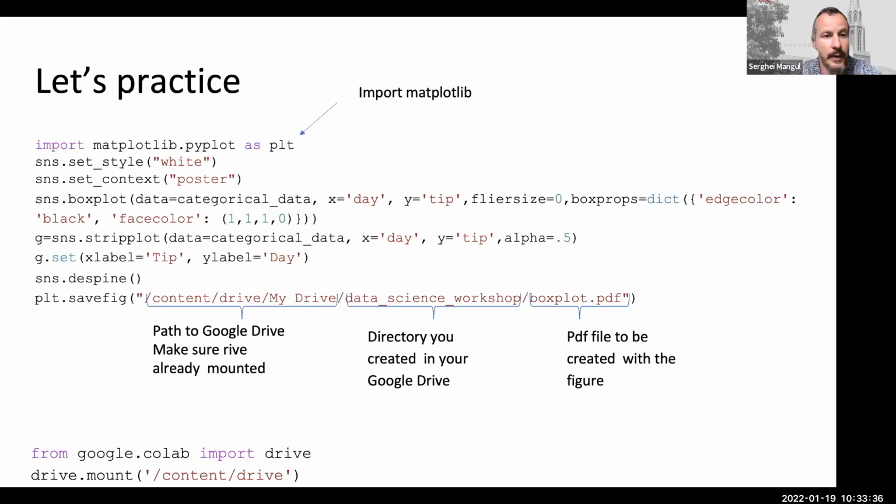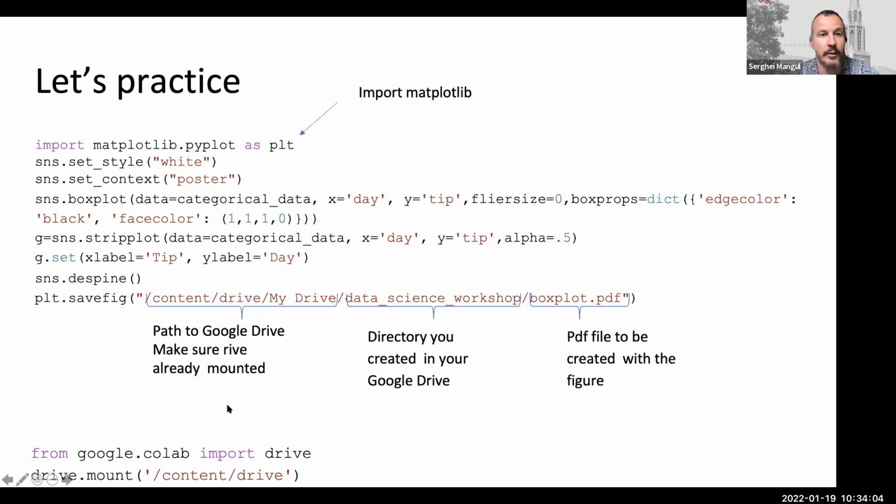So the middle part looks familiar. We already discussed it. What we have added here is that we imported matplotlib, that's what this line stands for. And then in the very end, we say plt. The whole reason we imported matplotlib was just to be able to save it, right? So we said plt, which is matplotlib, dot savefig. Now we say the path to your Google Drive.